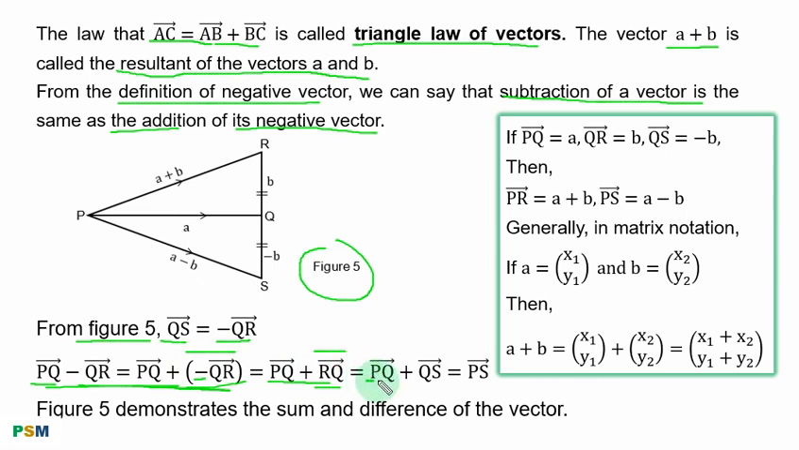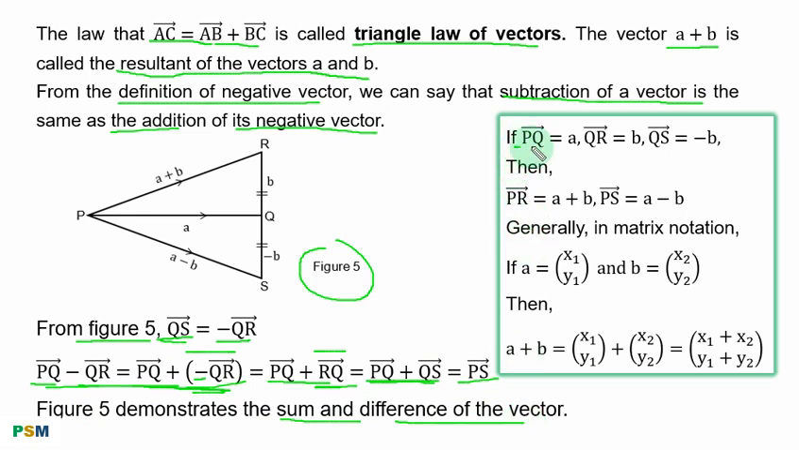Vector PQ is equal to vector PQ, and this vector is equal to QS. When you combine these two vectors under addition, because they have a common point Q, the result is simply vector PS. Figure 5 demonstrates the sum and difference of the vector.